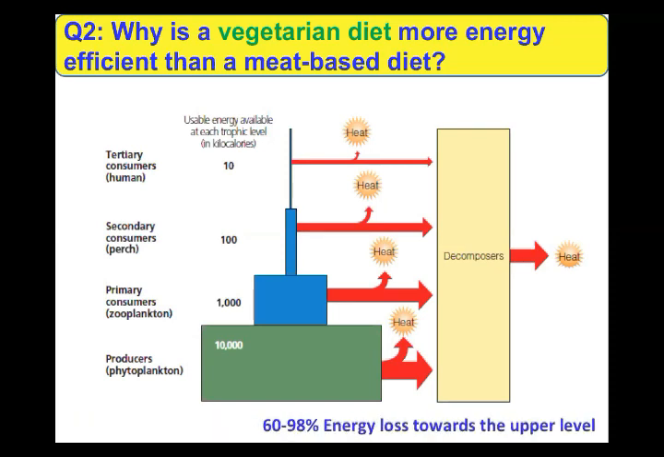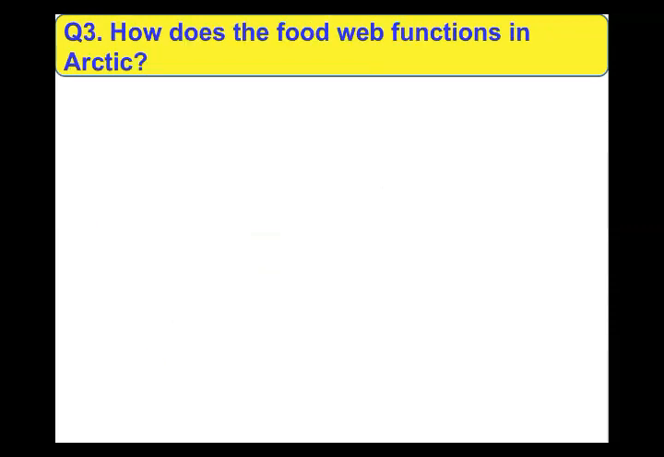As it goes to the top trophic level, 60 to 98% of the energy will be lost when it reaches the predatory level, the tertiary level of the food pyramid. So in the beginning, the energy is higher. As it goes to the upper trophic levels, the energy is lost. 60 to 98% of the energy will be lost depending on the organisms in an ecosystem.